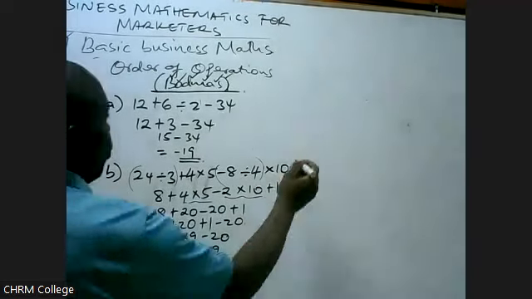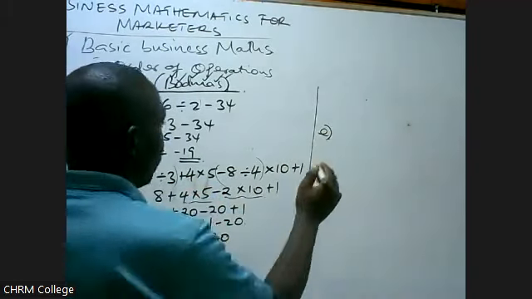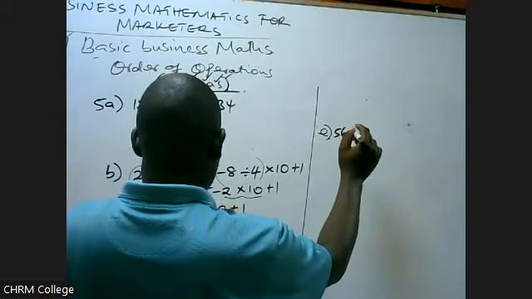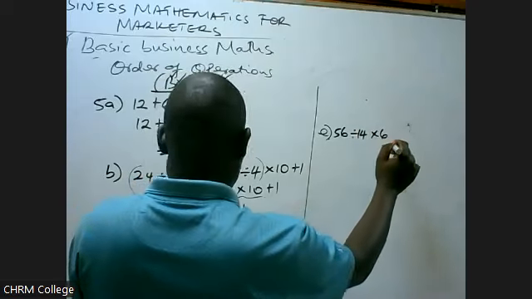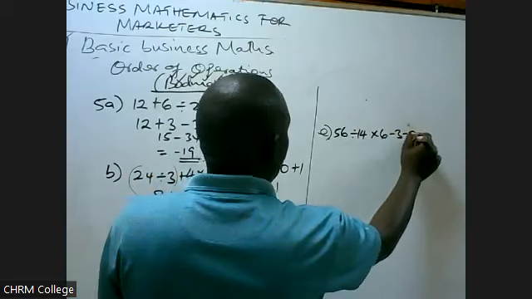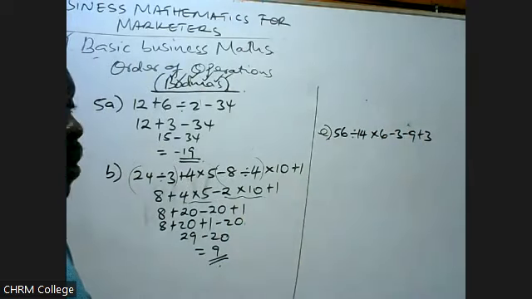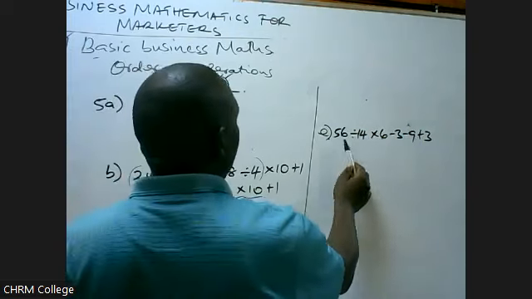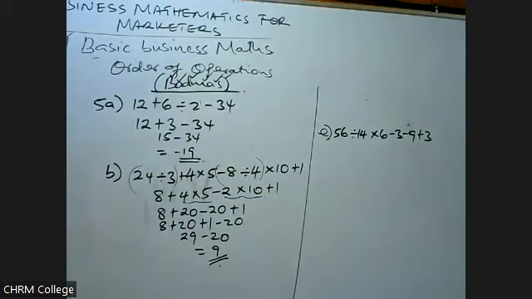Let me do E, and then you try the others. E says you have 56 divided by 14 times 6 minus 3 minus 9 plus 3. You are told to evaluate that. So what does BODMAS say? Division first. So 56 divided by 14, you get the answer is 4.